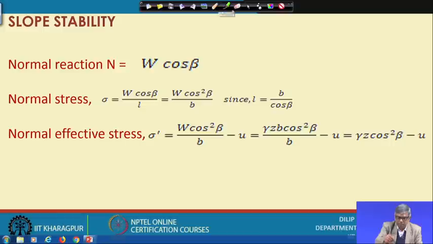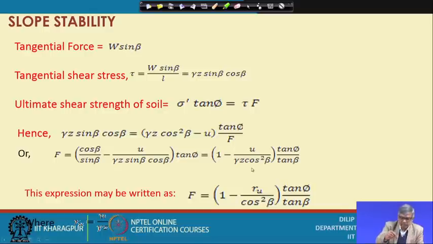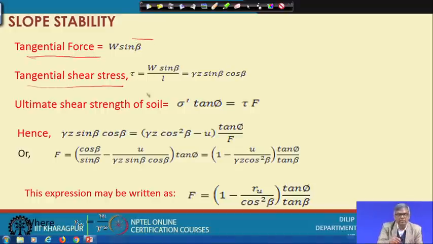Similarly, if I shear stress you have to calculate. So, you can go back to this, you can see the tangential force is W sin beta, and tangential stress is again the load by area, and L again to be substituted, then it will be gamma z sin beta cos beta, okay. And so, this is the tangential shear stress.